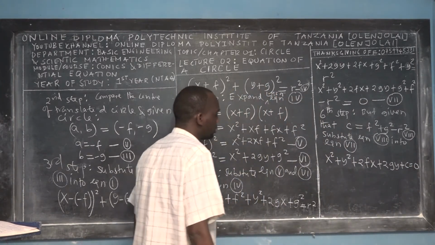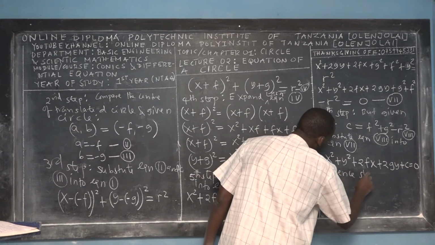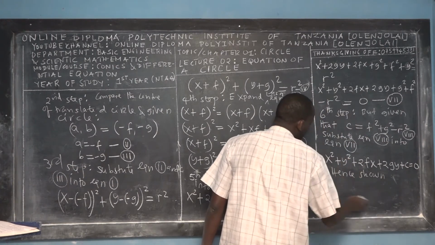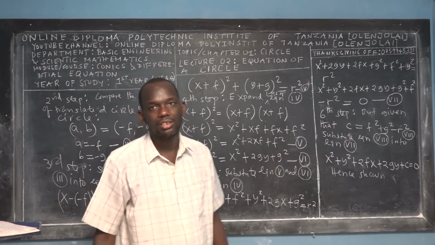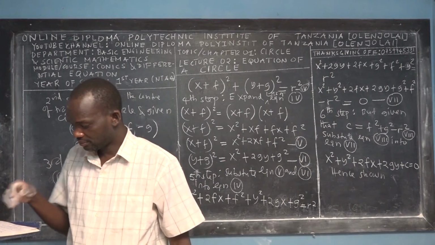Right? Is equal to 0. So then we say that hence shown as required. We just say that hence shown, and at the end of solving the problem.